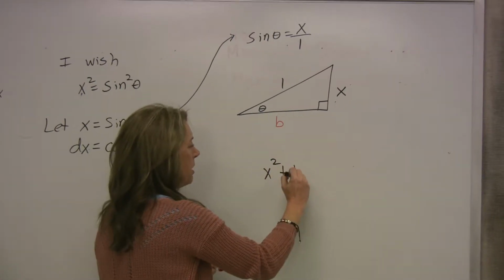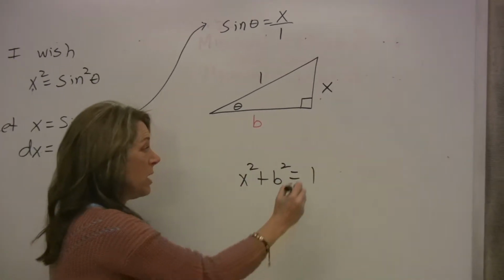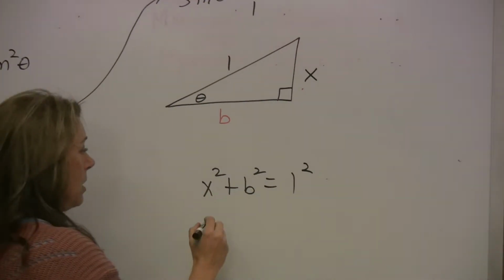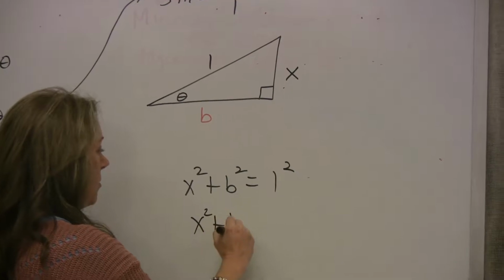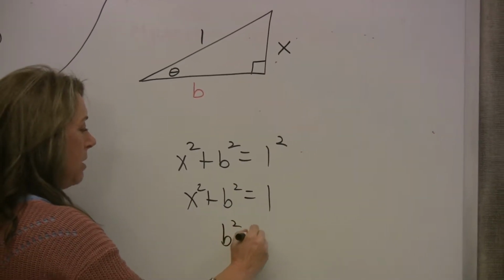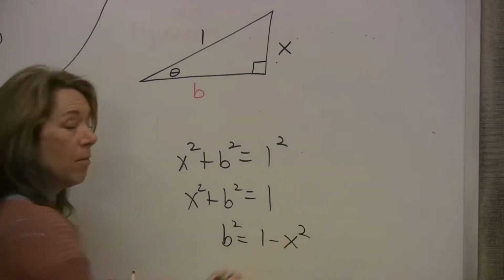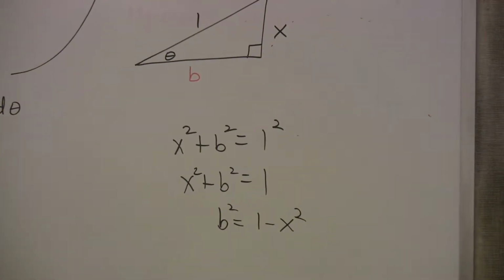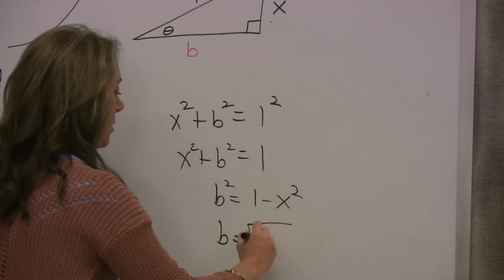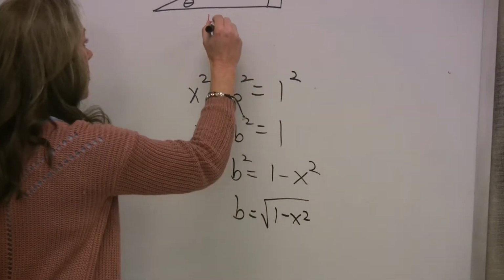X squared plus b squared equals 1 squared? Yeah, Pythagorean theorem. X squared plus b squared equals 1. If I'm trying to solve for b, now you see where Ilya got the square root? He says b equals the square root of 1 minus x squared. So I'm going to put that right here.